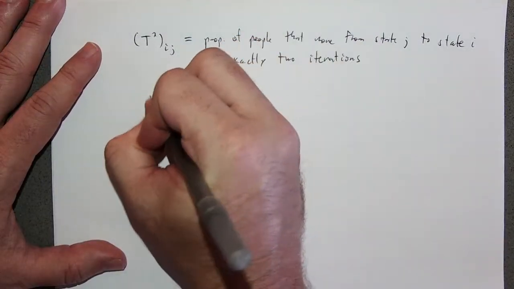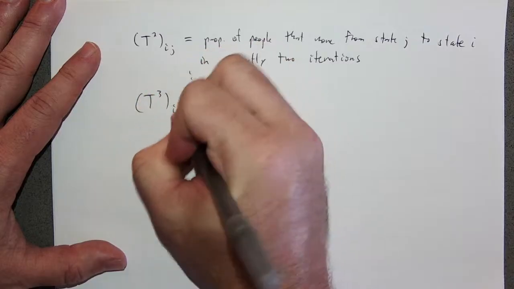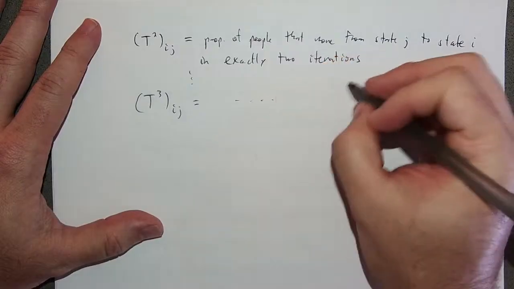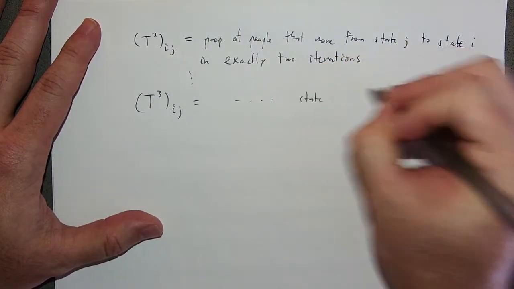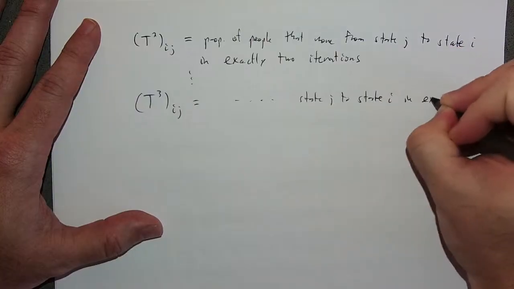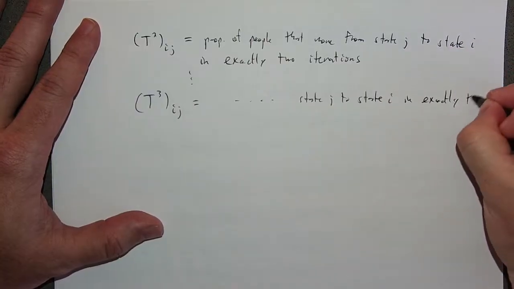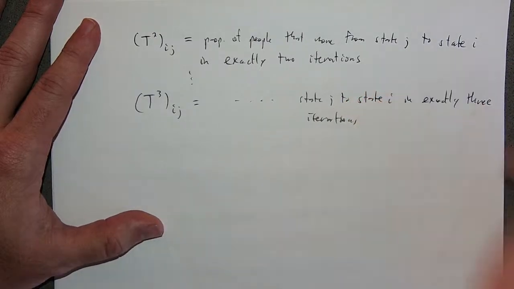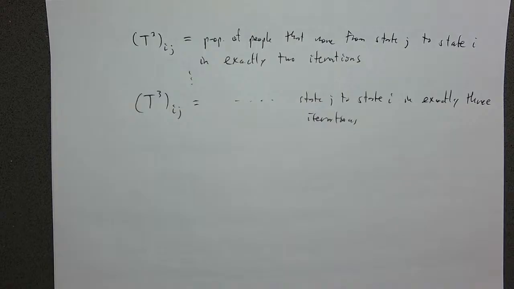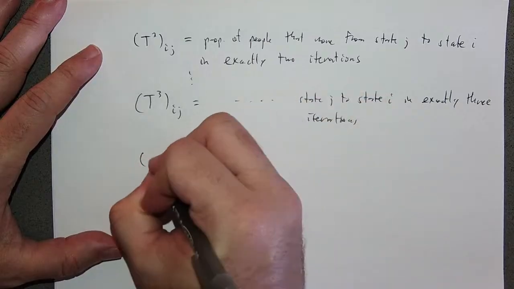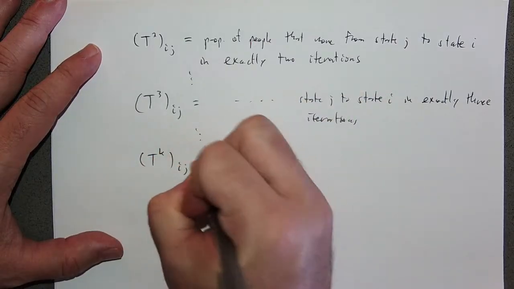Similarly, I'm going to go ahead and say you can write out the same thing here. This is the proportion of people that move from state j to state i in exactly 3 iterations. So that we can state exactly what this means.